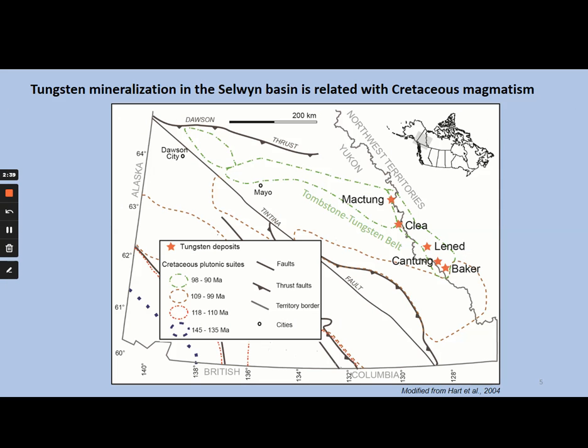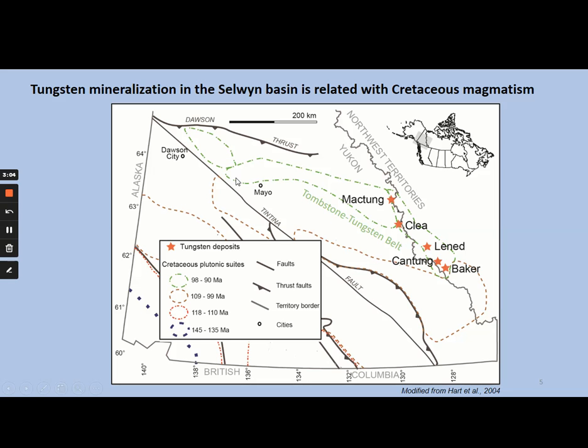This map shows a part of the Canadian Cordillera. So here we have the Yukon and a part of the Northwest Territories. And on the upper right corner here, we have the map of Canada showing the location of this portion we are looking at. We have a few tungsten deposits here represented by the red stars. The tungsten deposits that we have here are the only major tungsten deposits in North America.